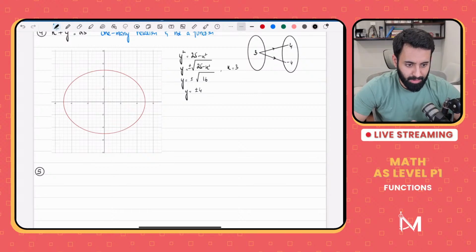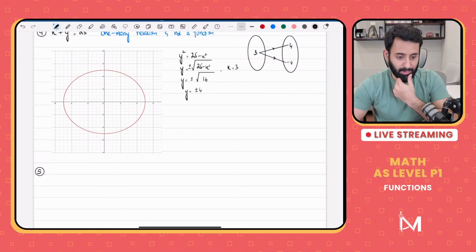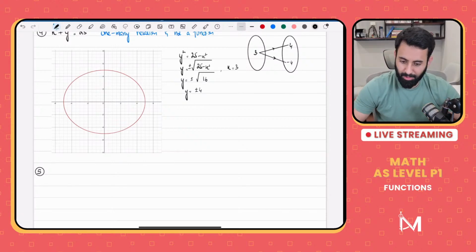Sir, if there is an under root x in it, that will also be one to many, right? Yes, even if let's say you have y is equal to, given that there is a plus minus, only then will it be a one to many.